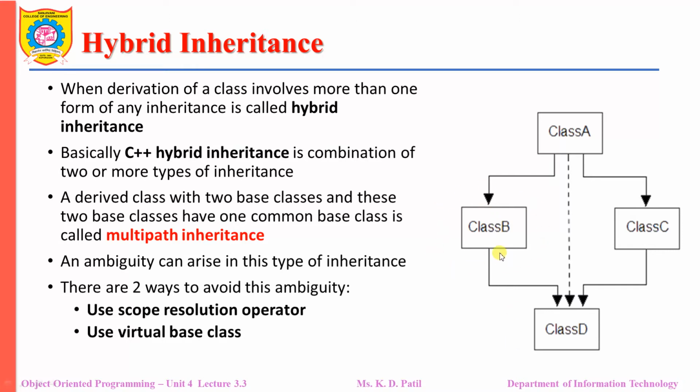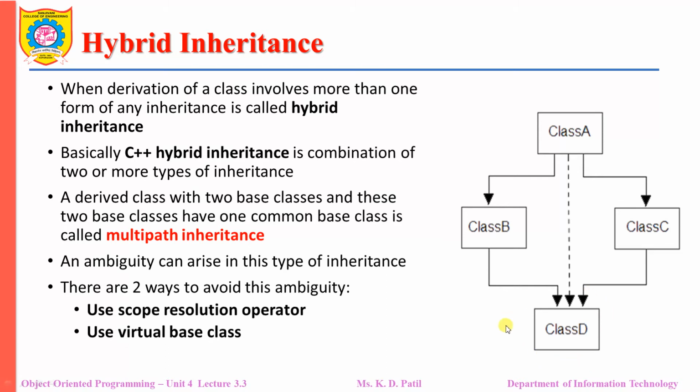A derived class with two base classes, please observe here, that is class D, with two base classes, that is class B and class C, and when these two base classes have a common base class, now here class B and class C are inheriting the properties from class A. So class A is the common base class for class B and class C. When such a situation occurs, it is referred to as a multipath inheritance.